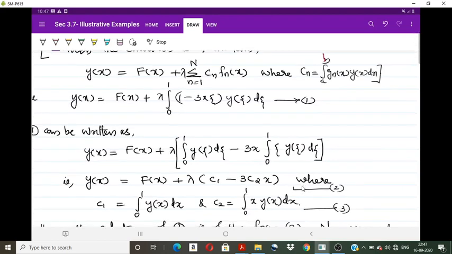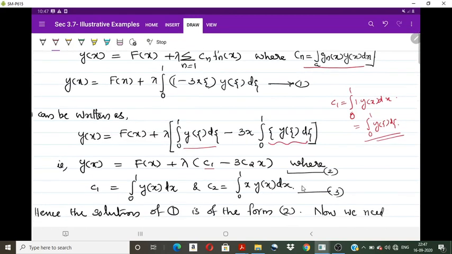Now we know that Cn is equal to integral a to b gn of x into y of x. So C1 will be integral a to b g1 of x, where g1 of x is 1, into y of x dx. So integral 0 to 1 y of x dx. Or, since x is a dummy variable here, we can write it as integral 0 to 1 y of theta d theta. So we name this integral as C1 and integral 0 to 1 theta y of theta as C2. Thus we have equation number 2.